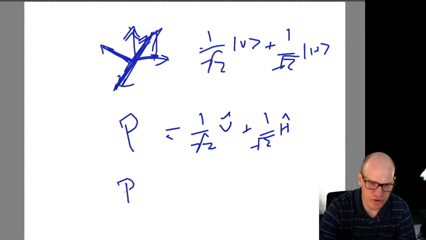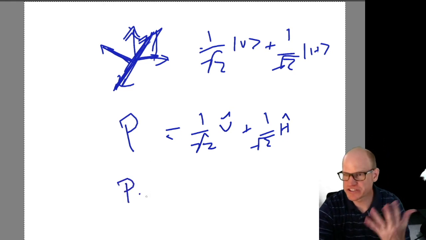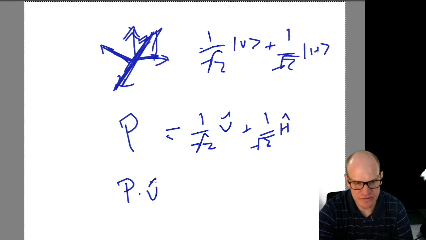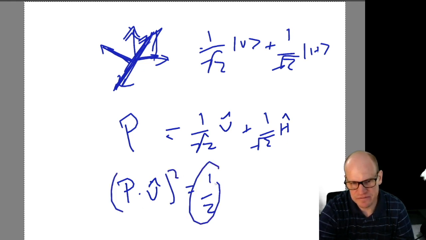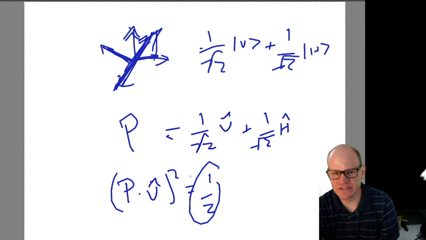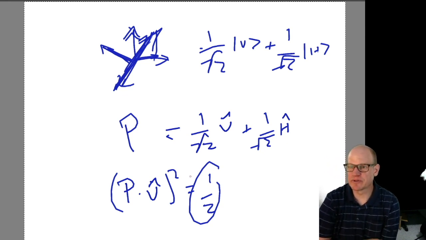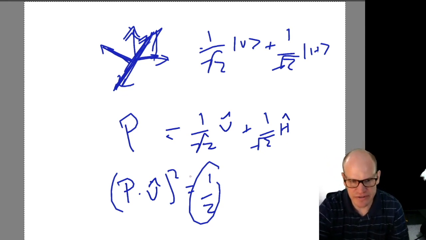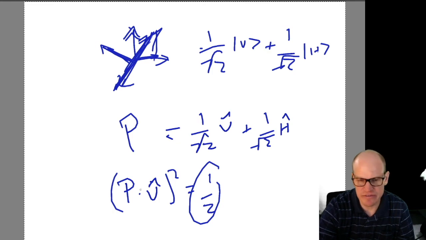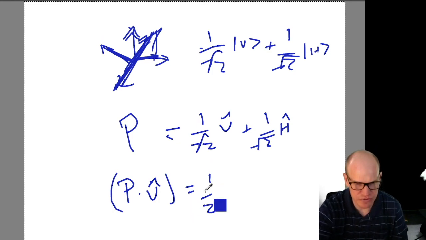I want to go photon dot which direction I care about. I care about the vertical direction. And so I get 1 over root 2. The probability would be this thing squared, and so I get a half. So the amplitude would be 1 over root 2. The probability or the power would be the square of that. So that's the amount of energy that gets through. The amplitude of the wave that comes through would be 1 over root 2.